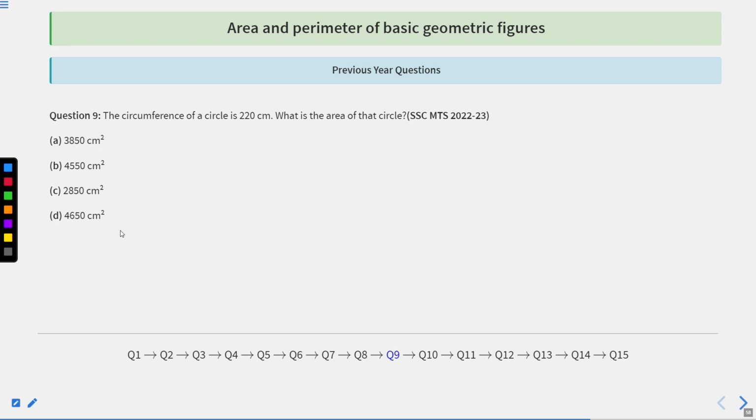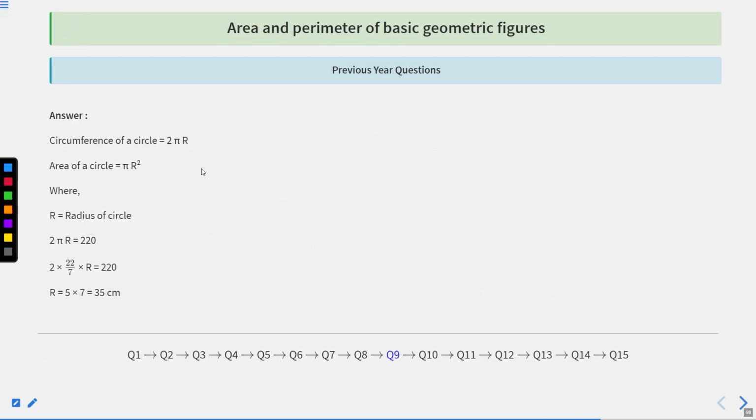So moving on to problem number 9. The circumference of a circle is 220 centimeter. What is the area of that circle? So we are provided with a circle whose circumference is known to us, and we are interested in finding the area of that particular circle.